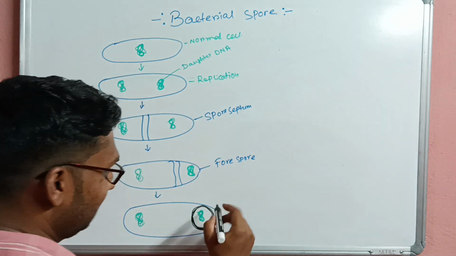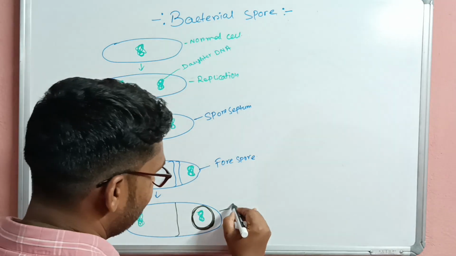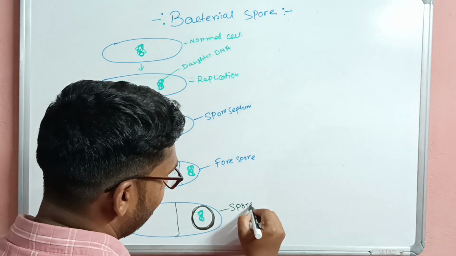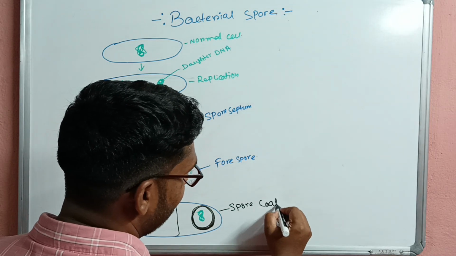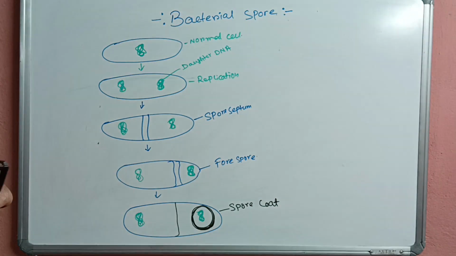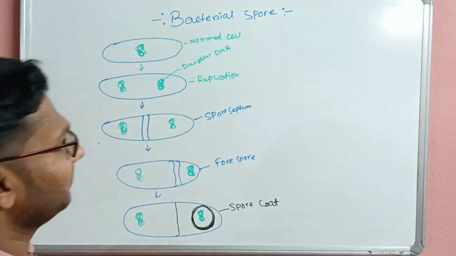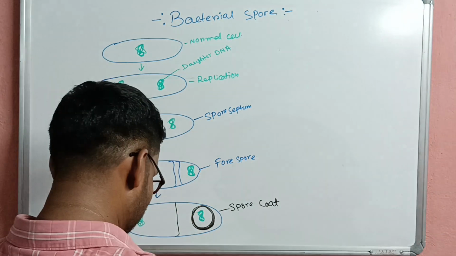This portion is called, this one is septa, spore coat. The spore coat makes a coat or layer around the daughter DNA.